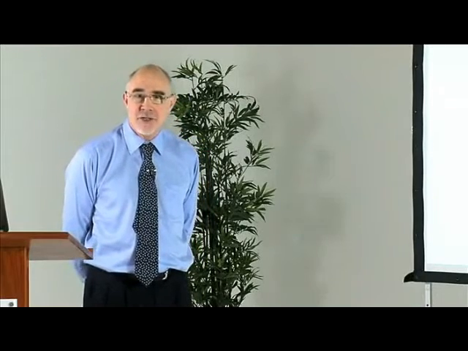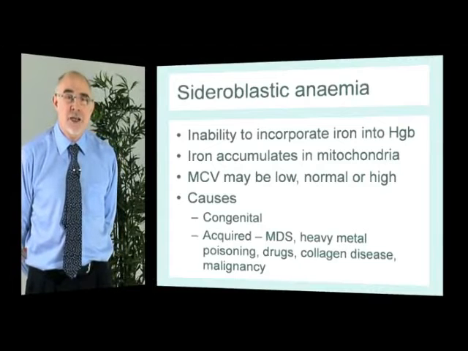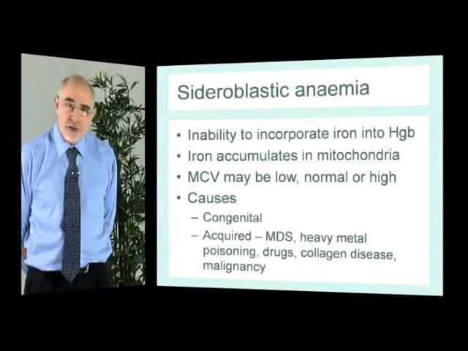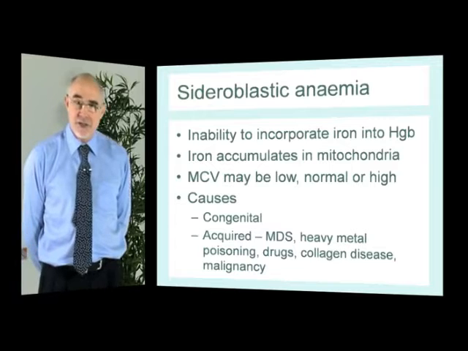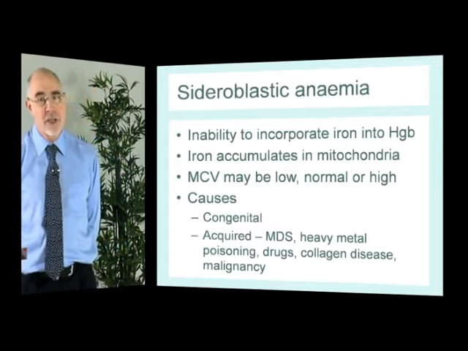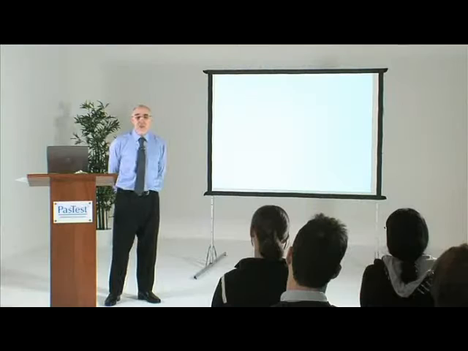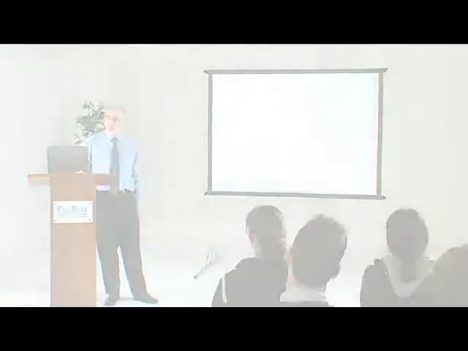Sideroblastic anemia may be congenital. There is a very rare sex-linked pyridoxine-responsive form, or more commonly it may be acquired, and the most common acquired sideroblastic anemia is one of the myelodysplastic states, that is refractory anemia with ring sideroblasts, RARS. Causes of secondary sideroblastic change include collagen diseases, malignancy somewhere in the body, and drugs, particularly the anti-tuberculous drugs, and occasionally heavy metal poisoning. We'll now consider the next question.